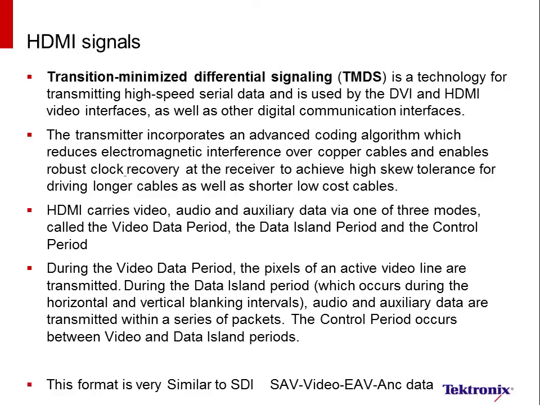HDMI also carries the video, the audio, and ancillary data in one of 3 modes. We have video data periods for all the video data, data island periods, and control periods. During the video data periods, the pixels of the active video are sent from the transmitter to the receiver. During the data island period, which occurs in the horizontal and vertical blanking intervals, the audio and auxiliary data are transmitted over a series of packets. The control period occurs between the video and data island periods for control of the devices.